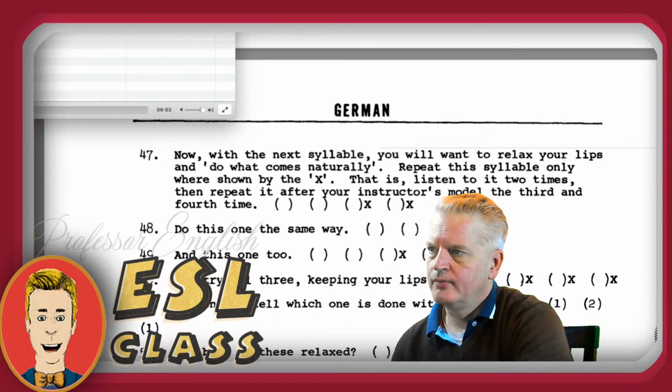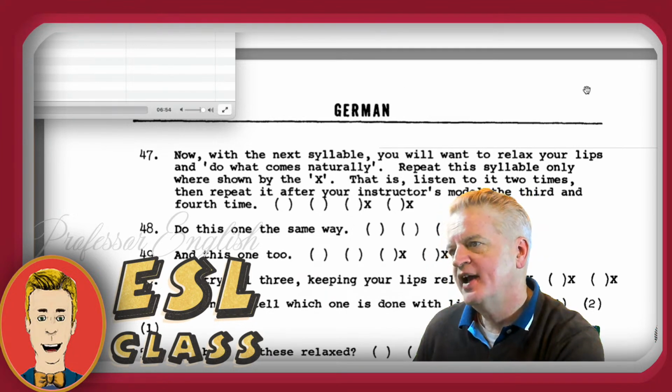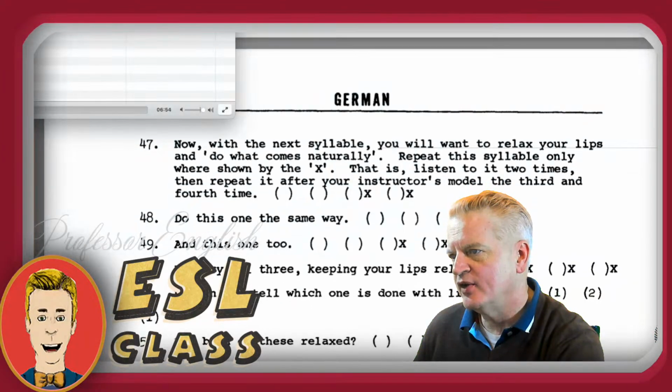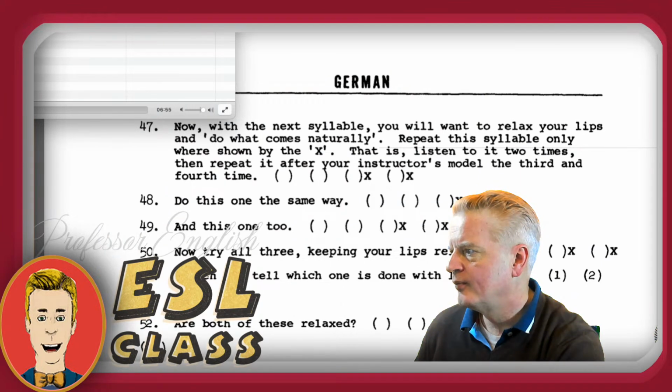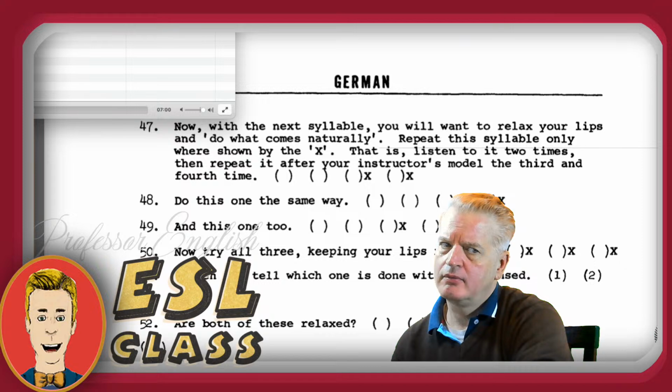Page 5. 47. Now with the next syllable, you'll want to relax your lips and do what comes naturally. Repeat this syllable only where shown by the X. That is, listen to it 2 times, then repeat it after your instructor's model, the 3rd and 4th time. Maß, Maß, Maß.